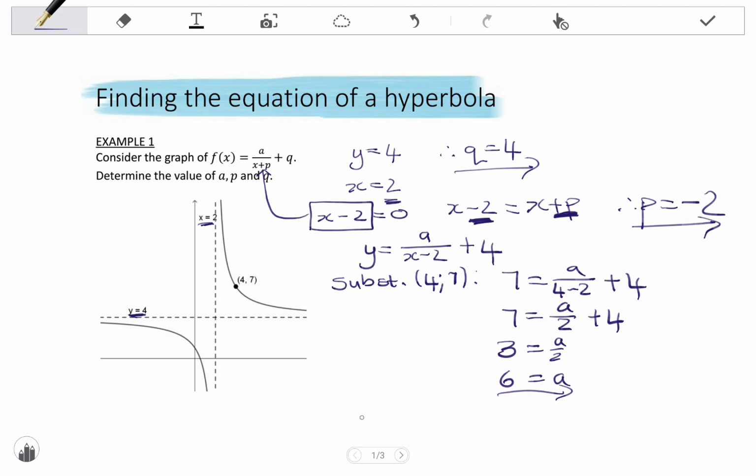But often there's a following up question in which you use the equation of the graph. So it is always a good idea to, despite having to answer the question with the values of a, p, and q, write out the full equation. So a is 6, then the denominator is x minus 2 plus 4. That would be the equation of the hyperbola.